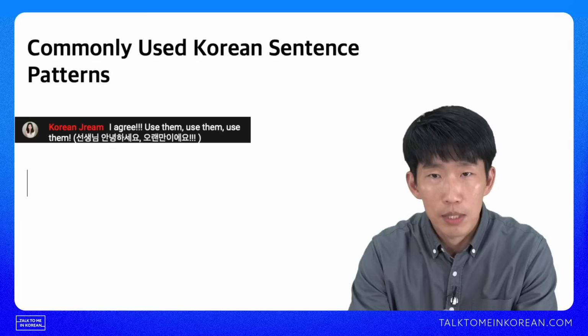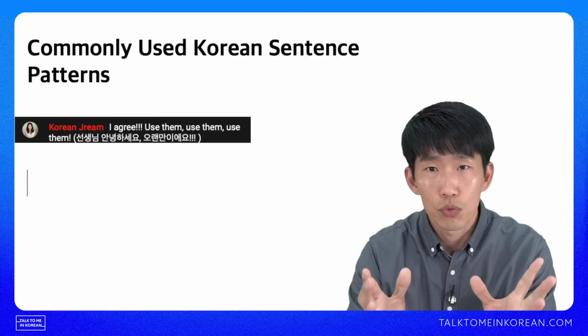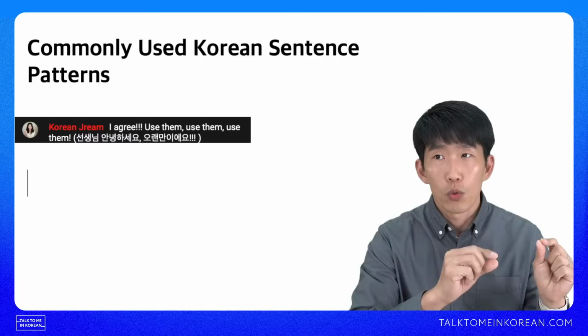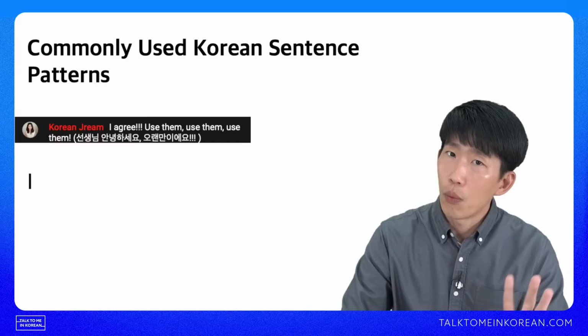Yeah, the sentence patterns, sentences, sentence structures, new expressions, always use them. So you learn one piece of Korean grammar, for example, one way to say I think is, so you learn with our curriculum or other textbooks, I think in Korean is so and so.